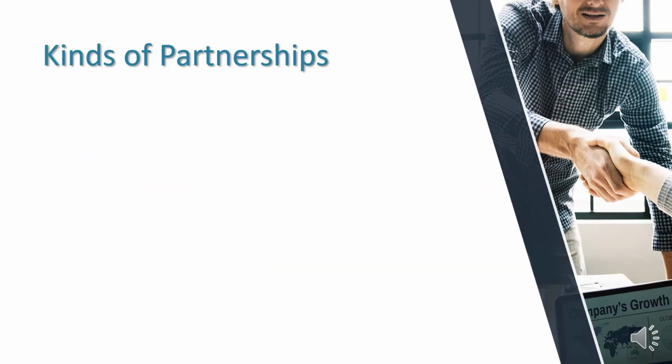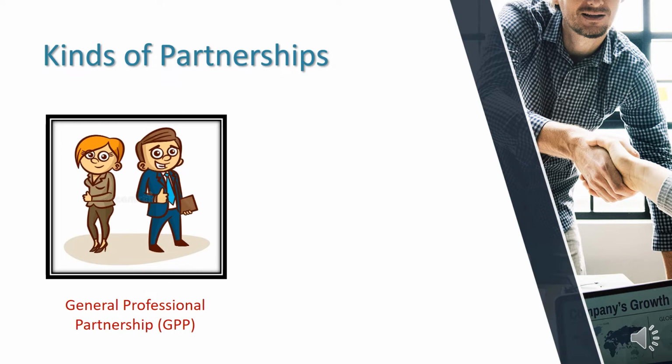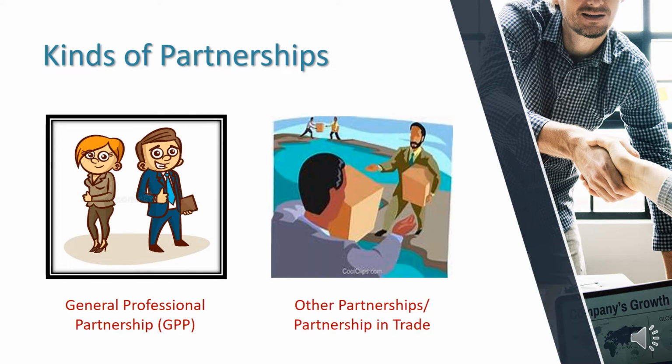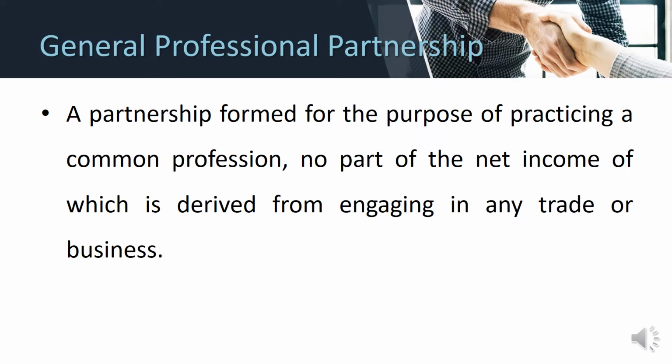Now, there are different kinds of partnerships. We have the General Professional Partnership or GPP and other partnerships or what we call partnership in trade. Let's define first General Professional Partnership. When we say General Professional Partnership, this is a partnership formed for the purpose of practicing a common profession and no part of the net income of which is derived from engaging in any trade or business.